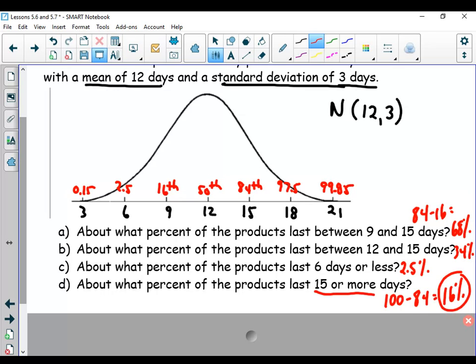And so really there's only about 3 kinds of problems you could have. You could have the ones where you want to find in between two values, the percentage that are less than a certain value, or the percentage that are more than a certain value.